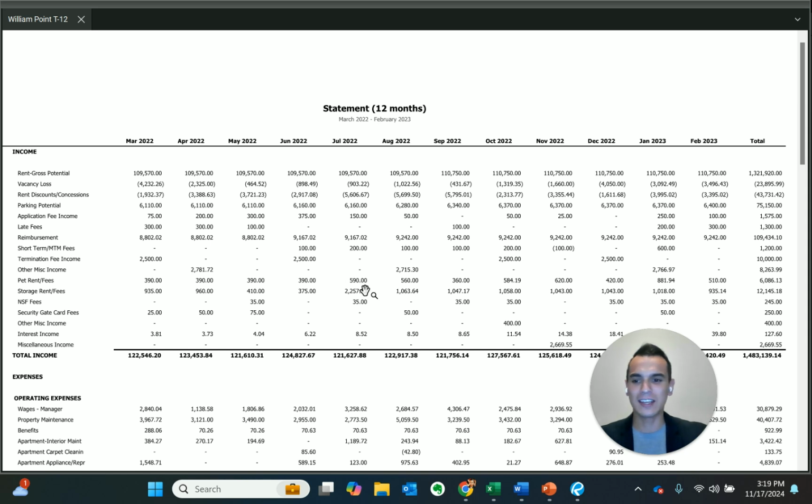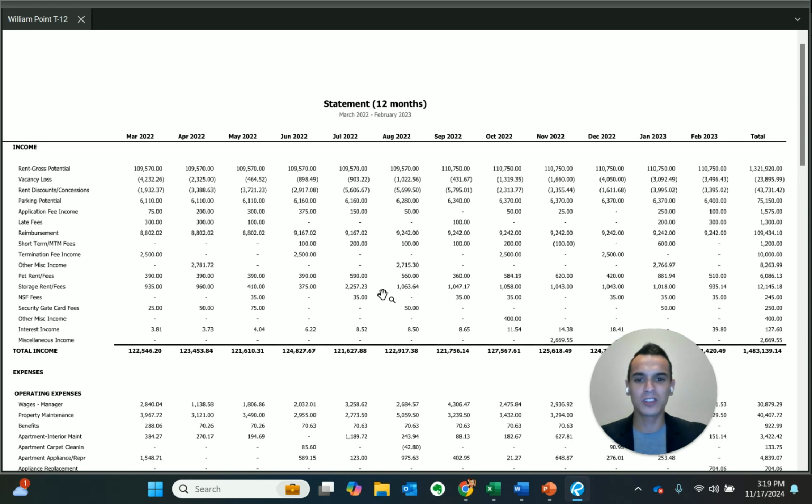So as you can see here, this is a very detailed one. This is for a 103 unit. It's got a lot of line items, so we're just going to go through each one and talk about what they mean, and then the final numbers at the bottom as well.